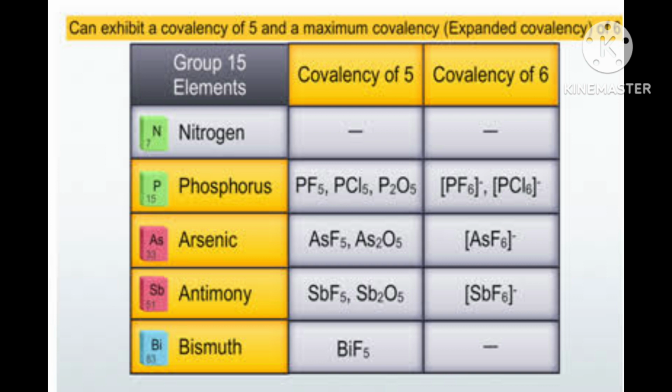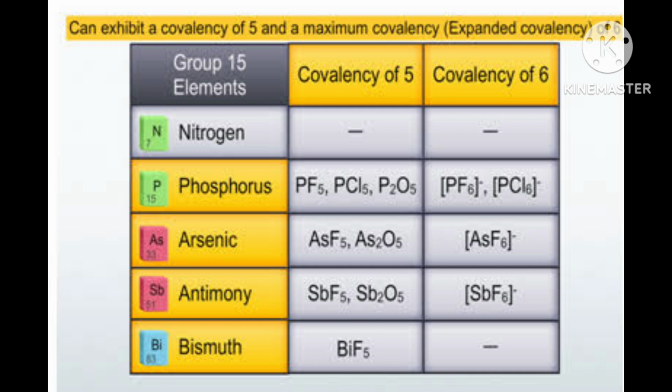The boiling points in general increase from top to bottom in the group, but the melting point increases up to arsenic and then decreases up to bismuth. Except nitrogen, all the elements show allotropy, just like carbon shows allotropy. This I have told about physical properties.